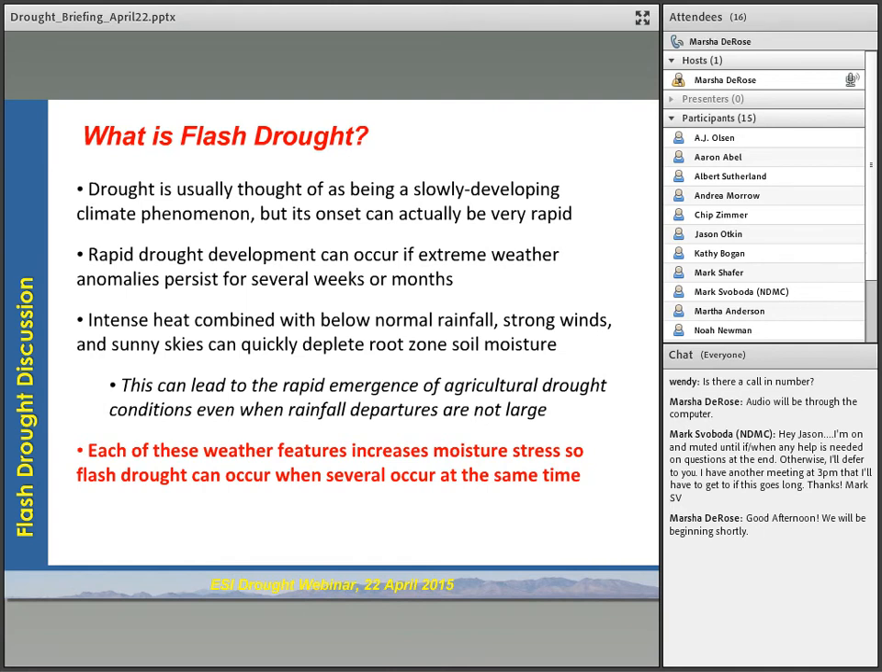Research has shown that flash droughts are more likely to develop when intense heat waves combine with below normal rainfall, strong winds, low humidity, and sunny skies to quickly deplete the root zone soil moisture content. These weather features can lead to the rapid emergence of agricultural drought conditions, even when rainfall departures are not especially large, because each one of them can increase moisture stress in vegetation. This means that moisture-related stress can increase very rapidly when several of these weather features occur at the same time, which can then lead to rapid onset flash drought development.